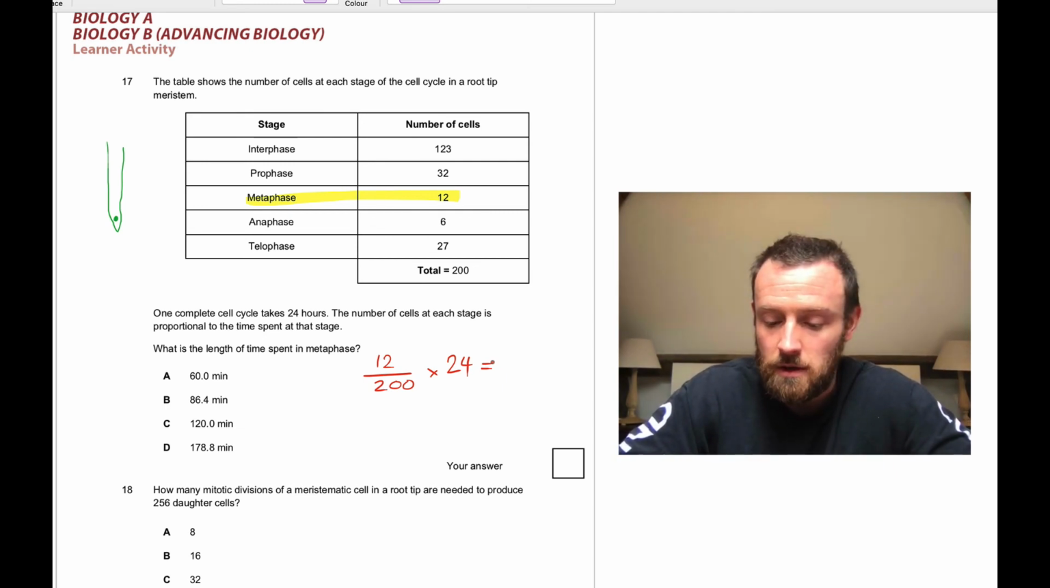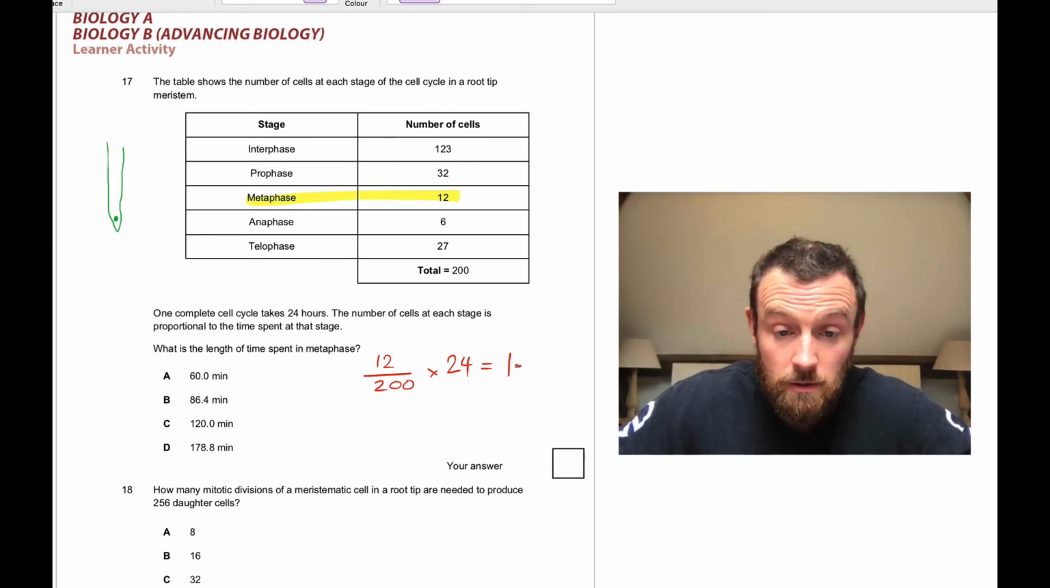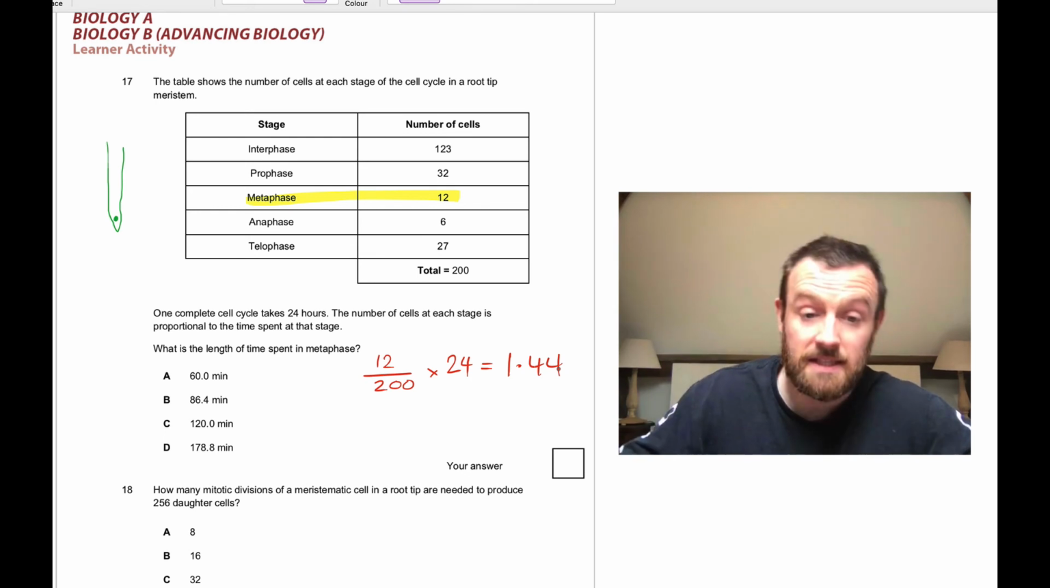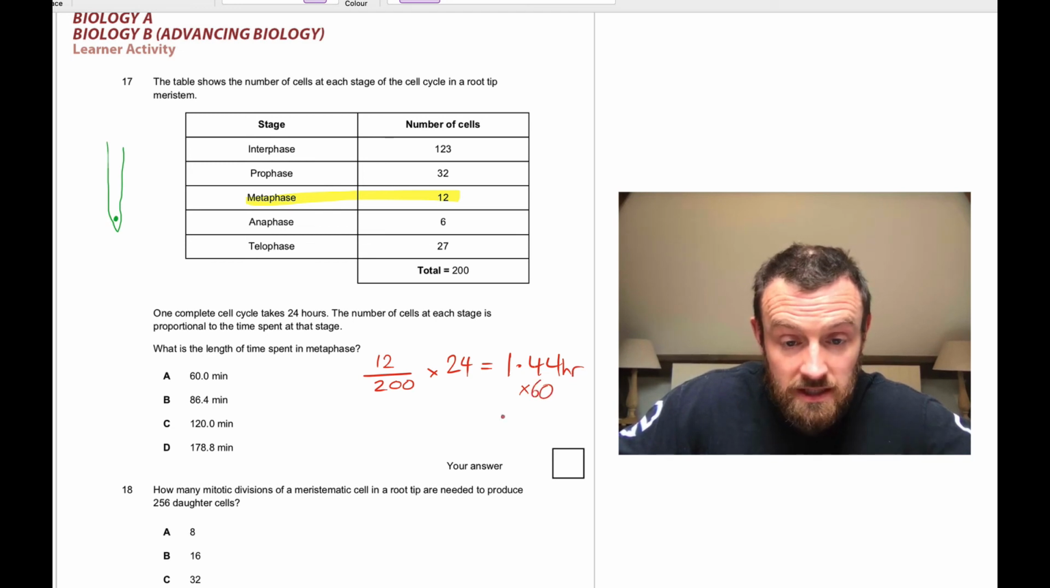So I'll do that. 12 divided by 200, times 24 equals 1.44 hours. And if I times that by 60 to get the minutes, that's going to be 86.4 minutes. So that's in hours, times 60 to get into minutes is 86.4, which is B, minutes.